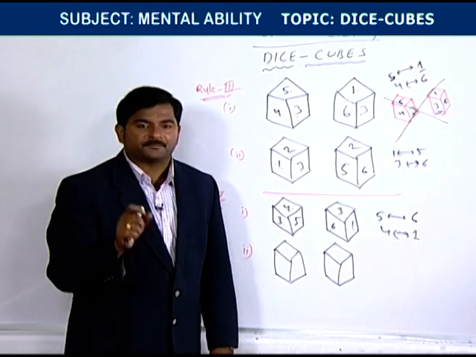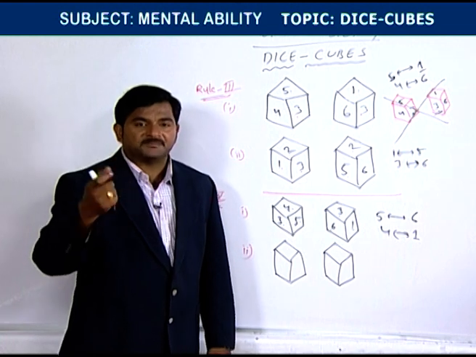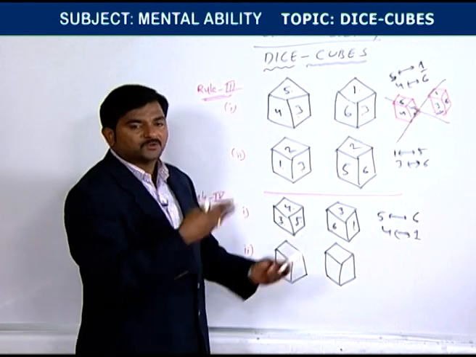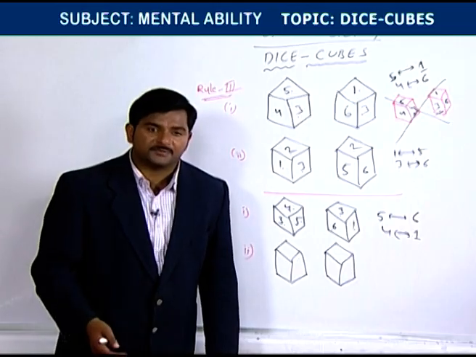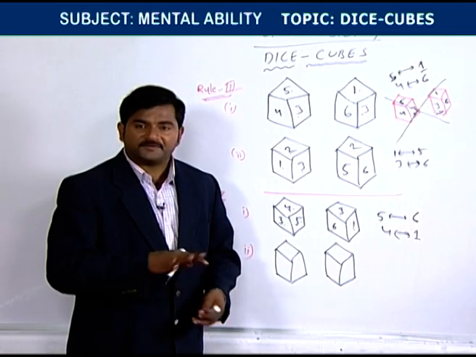But it is about position. Does that one number occupy the same surface or not? If it is the same surface, okay, the remaining numbers are also correspondingly opposite. If it is not occupying the same surface, no issue.